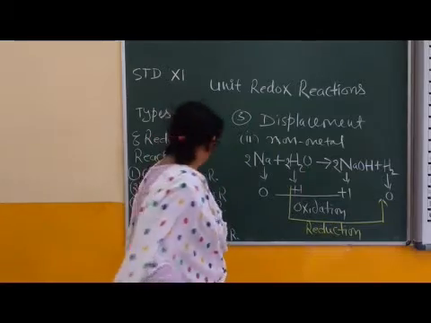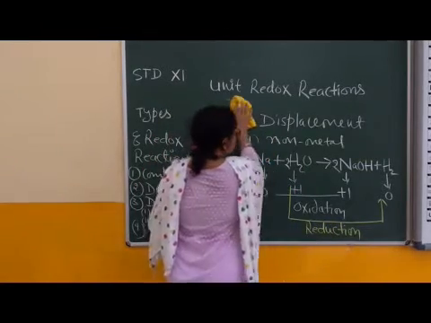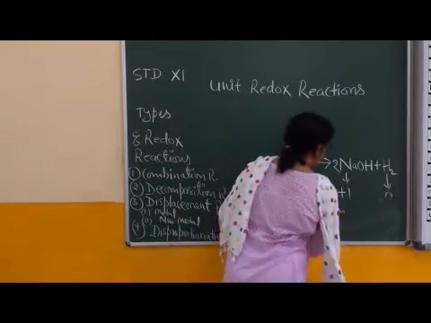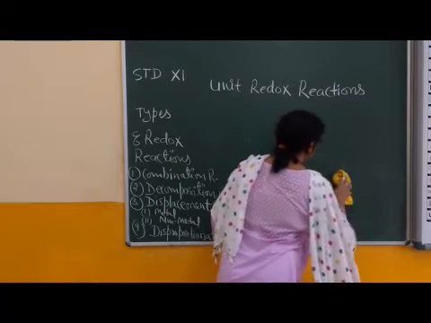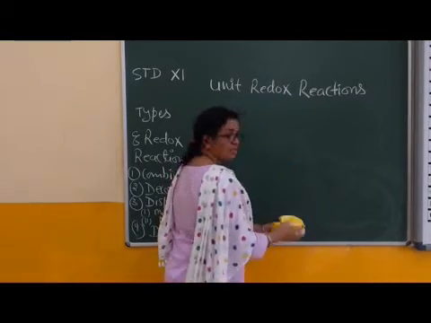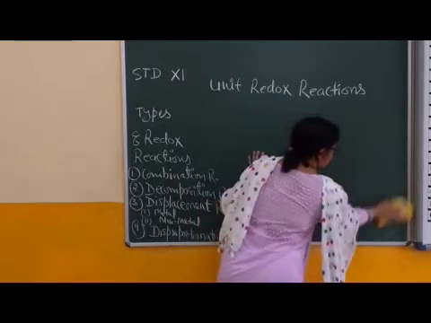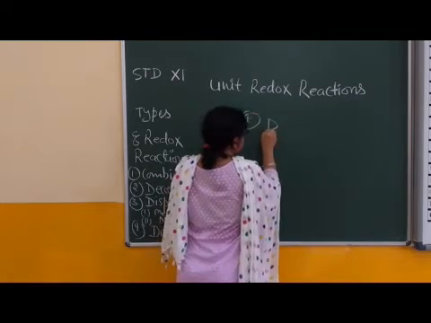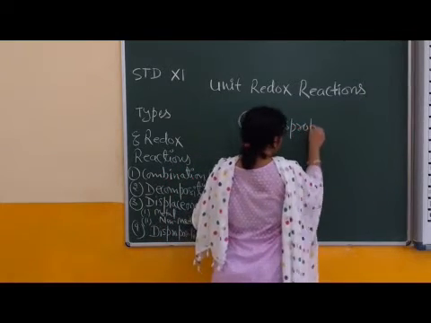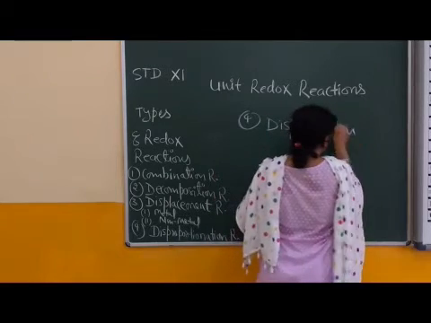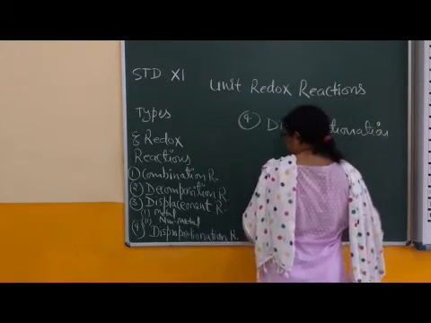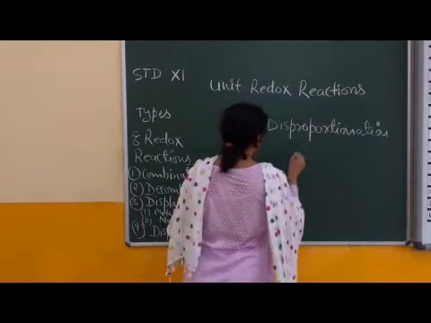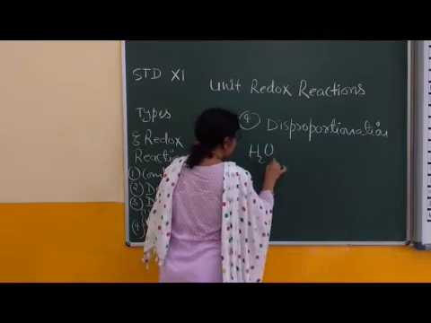Now the fourth category is disproportionation reaction. Disproportionation means the same element is oxidized and reduced. Oxidation and reduction of the same element in the product side is called disproportionation. For example, hydrogen peroxide.